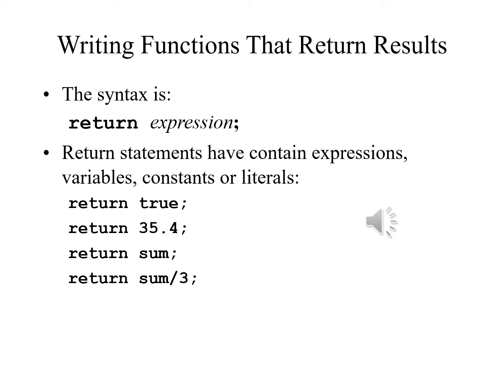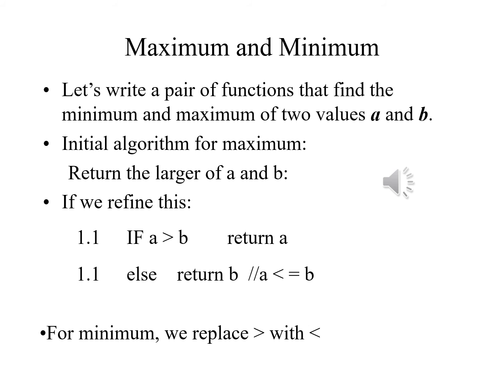Let's write a pair of functions that will find the minimum of two values a and b, and another one that will find the maximum of two values a and b. The initial algorithm for maximum would be return the larger of a and b. We can refine this a little to get if a is greater than b, return a, else return b. Now the question is, what if they're the same? And clearly in that case we would return b. It doesn't matter which one of the two we return if the two values are the same.